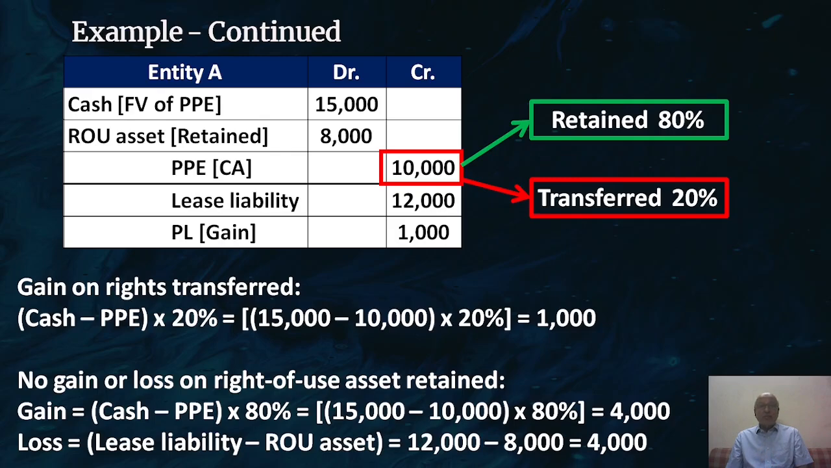Now we calculate, you see, there is no gain or loss on the right-of-use asset retained, because one cannot do business with oneself. Here the gain should be equal to the loss. What is the gain?